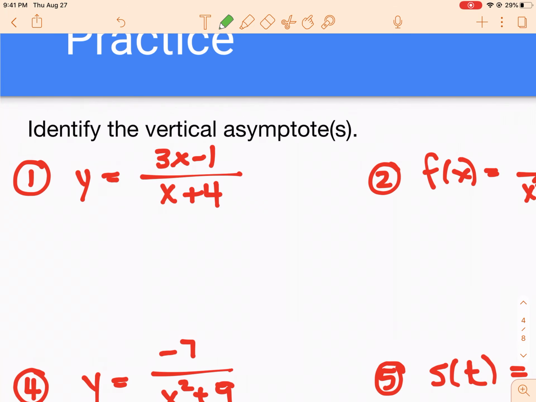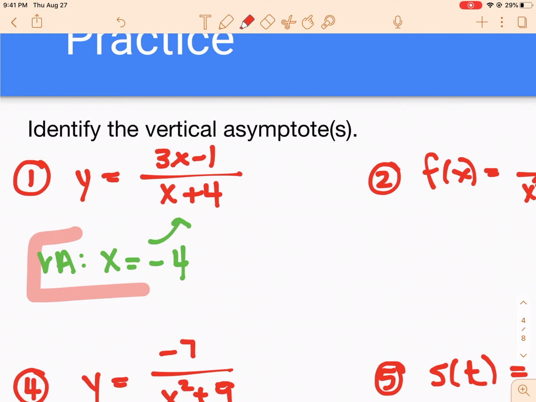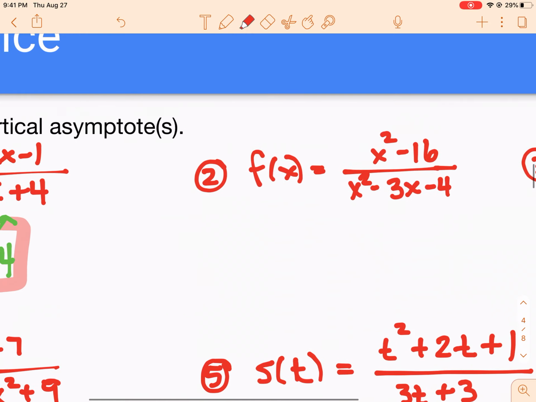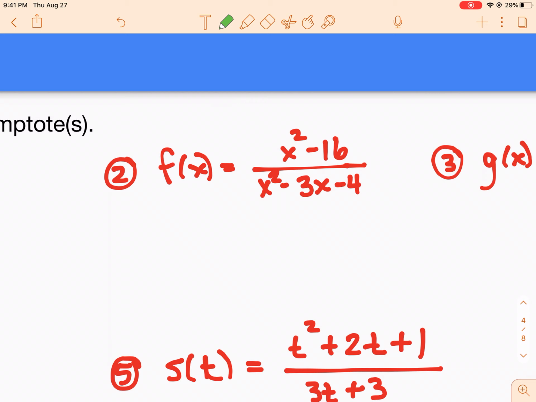So for number 1, we would look at the denominator and we would say, well, x cannot be negative 4. So we know that a vertical asymptote exists at x equals negative 4. We are going to write it as x equals negative 4 because soon enough we'll be talking about horizontal asymptotes, which are y equals a quantity. So we're going to differentiate those. This should be x equals and then the number. Okay, let's take a look at the next one.